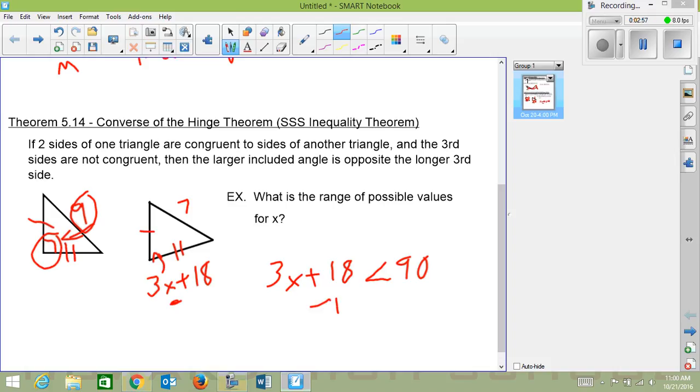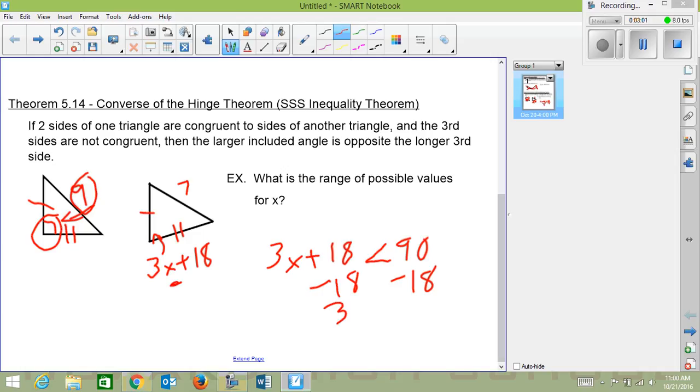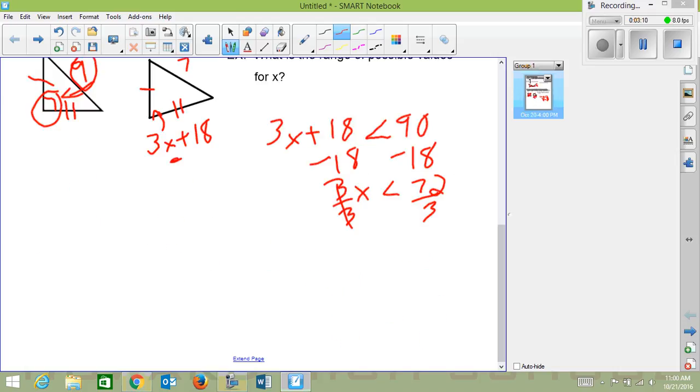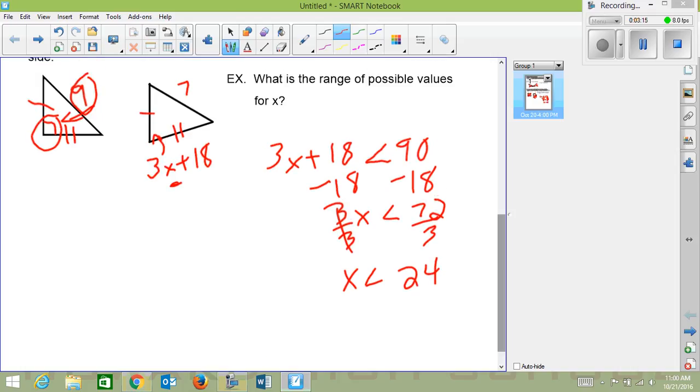So I can solve that, just how you would solve a regular inequality. So 3x is less than 72, and then divide by 3. So my x is less than 24, so that's the first part of my answer.